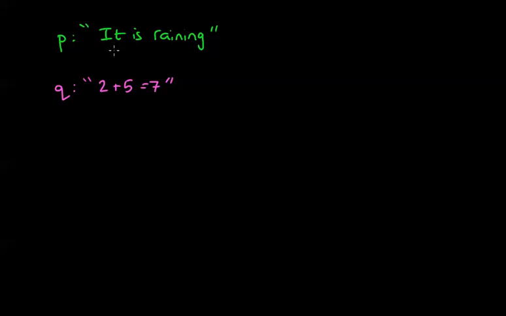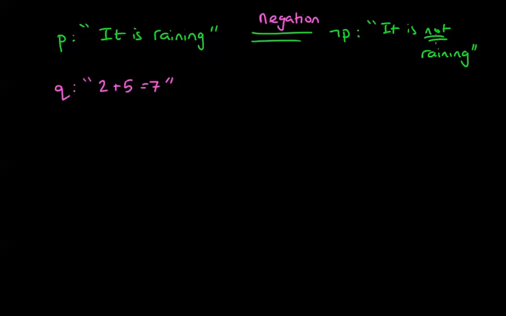I'm going to show you a basic operation of this, and it's called the negation. Let me write this down, negation. It's this funny little symbol that looks like a sideways L. The negation of P would be the statement, it is not raining. I'm going to underline the word not. The negation means it's like the opposite.